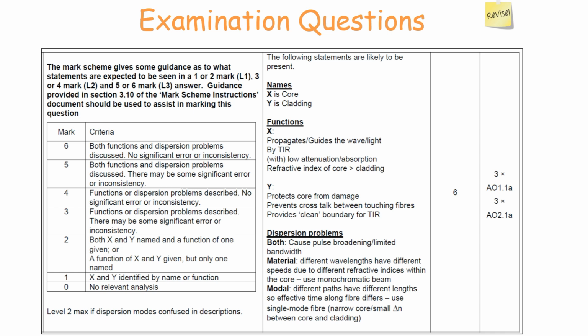Now material dispersion is caused because different wavelengths of the light will have different speeds, because they'll have different refractive indexes within the core. So that can only be overcome if you use a light of one wavelength. So you've got to send down a monochromatic beam for your information, because the colour is the wavelength.